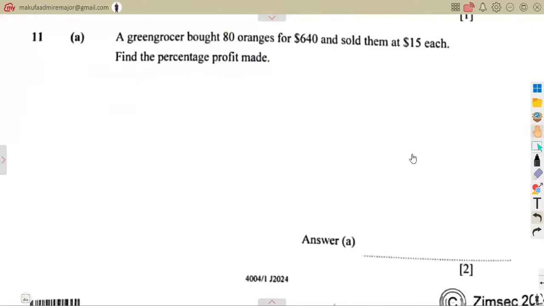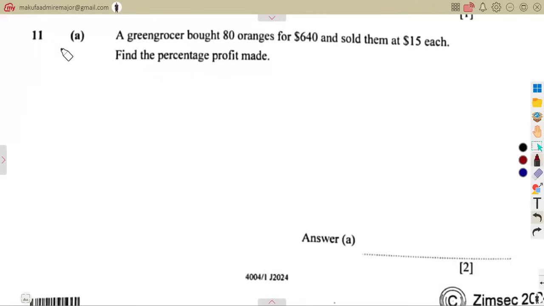All right, on number 11, we are given a greengrocer bought 80 oranges for $640. Yes, 80 oranges. That is, we're going to need the cost price, which is 640. Then sold them at $15 each, which is the selling price. He sold these at $15 each. $15 each. How many oranges? 80. That will be the total.